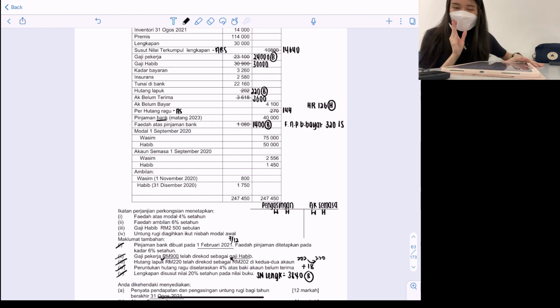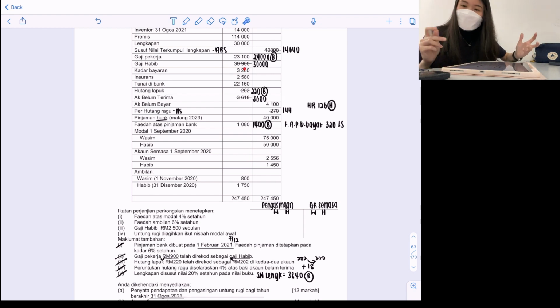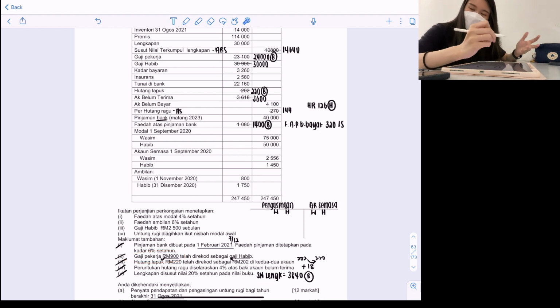Now the reason why you must solve your pelarasan before going into the ikatan perjanjian is because there might be things affecting the model or even the ambilan, and also we said the gaji Habib. Isn't it that we see we didn't pay 30,900? We only paid 30,000, but the 900 was mistakenly put into gaji Habib because we thought that it's the same. So then the question asks us to do the adjustment. Please take it out from gaji Habib and add it back into your gaji pekerja. So therefore we done that. Okay. So now that we have solved the problem, then we can officially start with the ikatan perjanjian Perkongsian.